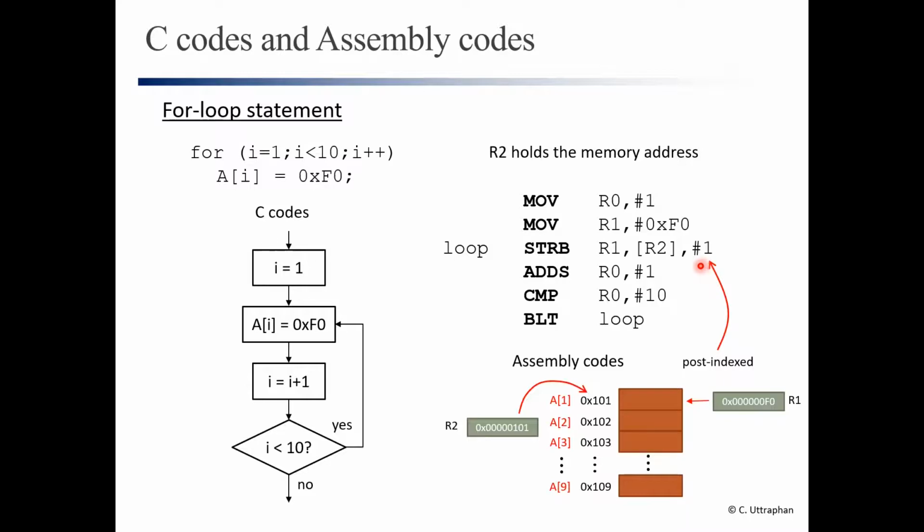This is equivalent to I equal to I plus 1 in C programming. Then we add 1 to R0, or I, with 1, and we compare with 10. If less than 10, we need to go back to loop, to do this again, until R0 is not less than 10. Then the process is done.